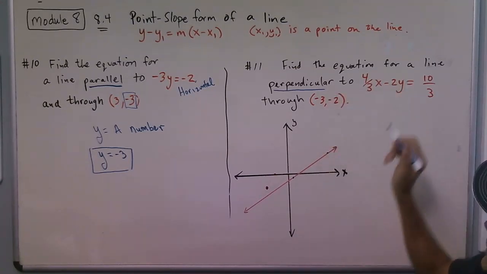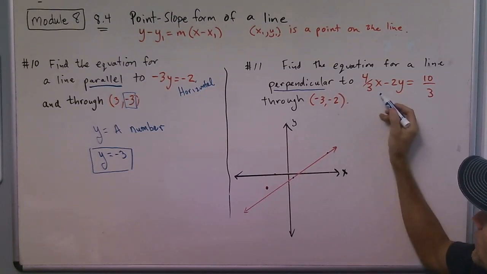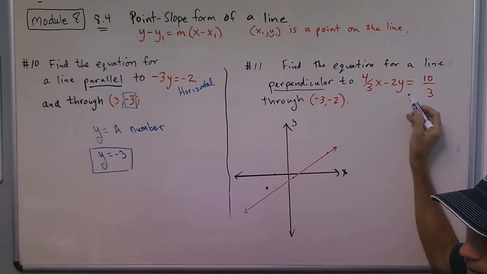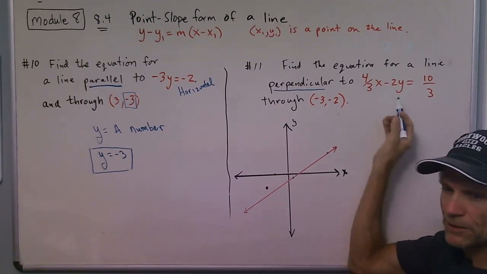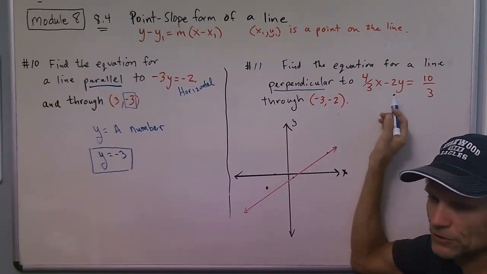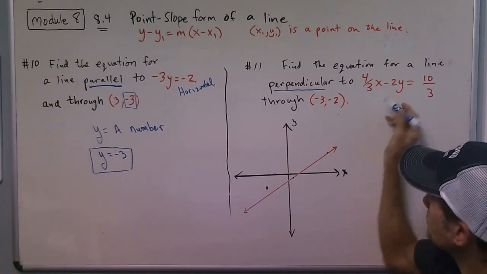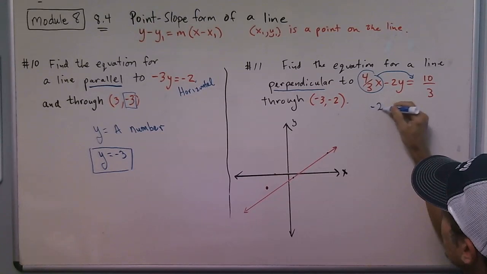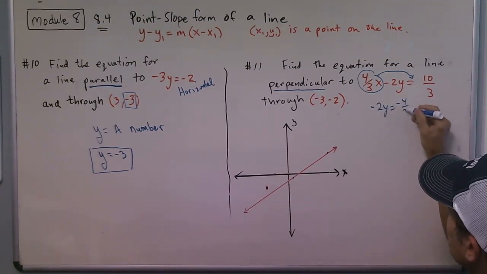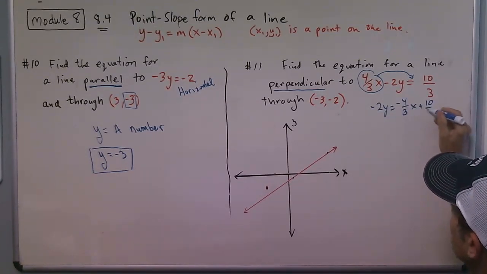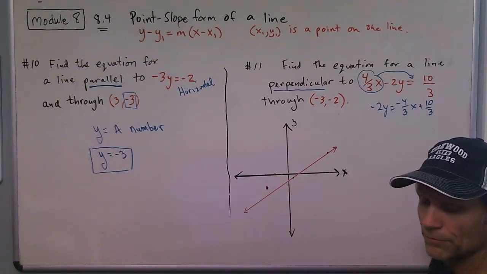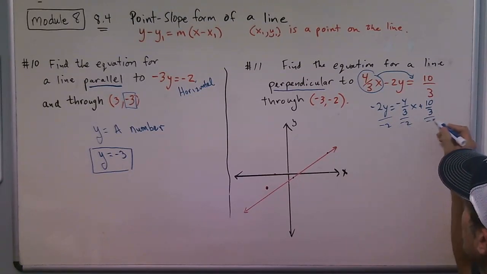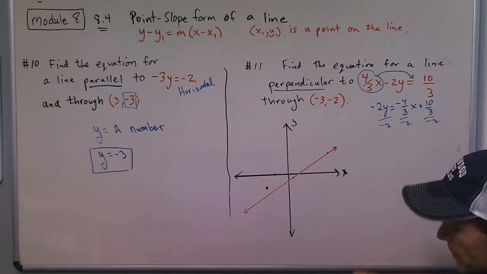It says to find the equation of a line that's perpendicular to this line. The problem is I don't see the slope here, and hopefully you know that if you wanted to find the slope here, you would have to change this into slope-intercept form. Now that's not that bad to do, because I move this over, I get -2y equals -4/3 x plus 10/3, and you should be becoming an expert at changing things into slope-intercept form. Divide by -2, divide by -2, divide by -2.